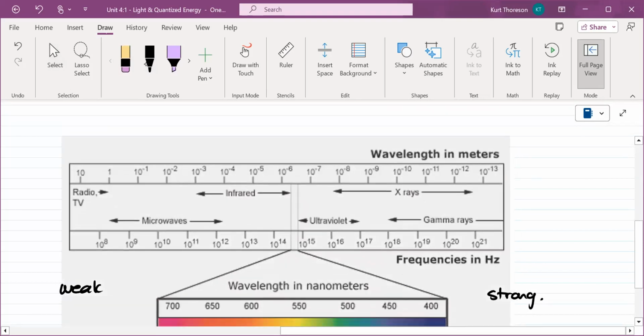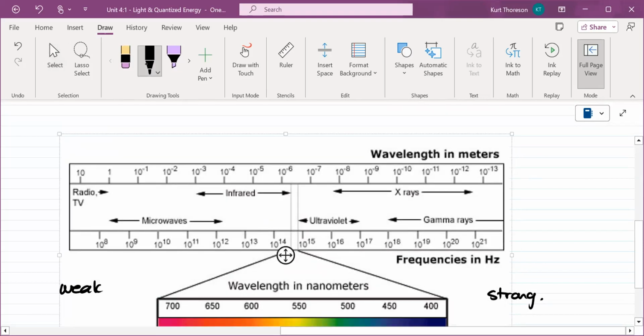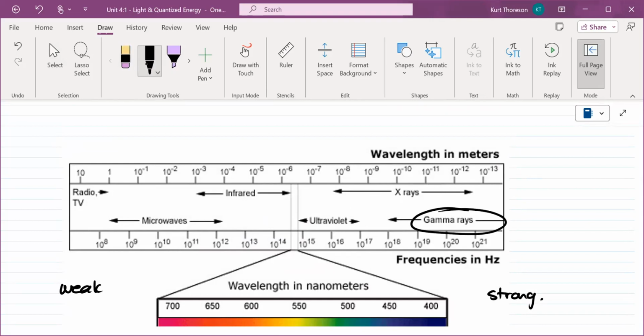So if you look here with frequency, you got 10 to the 8th and 10 to the 9th. These numbers are getting stronger as you go from left to right. Then you have ultraviolet. Then you have X-rays, and then you have the strongest form of radiation, which is gamma. This is the electromagnetic spectrum. This is in your textbook.